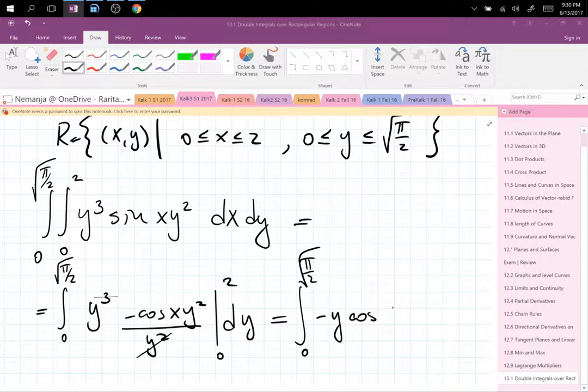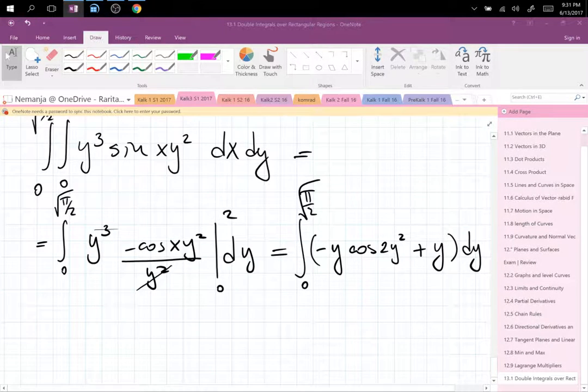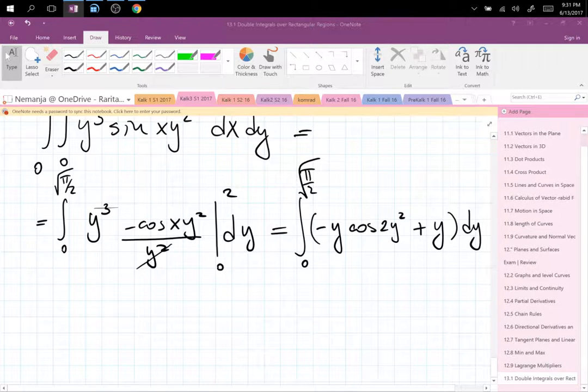So this limit has to be computed. So when you plug in 2, you have negative y cosine of 2y squared, and then minus, and the minus make a plus 1. That's what I said. Please pay attention. dy. There we go. Nice. So now we use u sub over here.